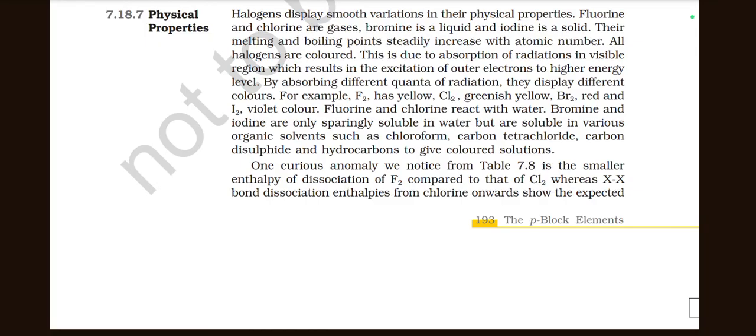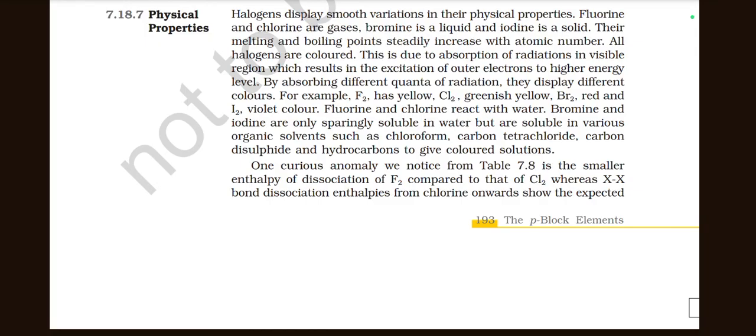All halogens are colored. This is due to the absorption of radiation in the visible region, which results in the excitation of the outer electrons to a higher energy level. By absorbing different quanta of radiation, they display different colors. For example, F2 is yellow, Cl2 greenish yellow, Br2 red, and I2 violet.